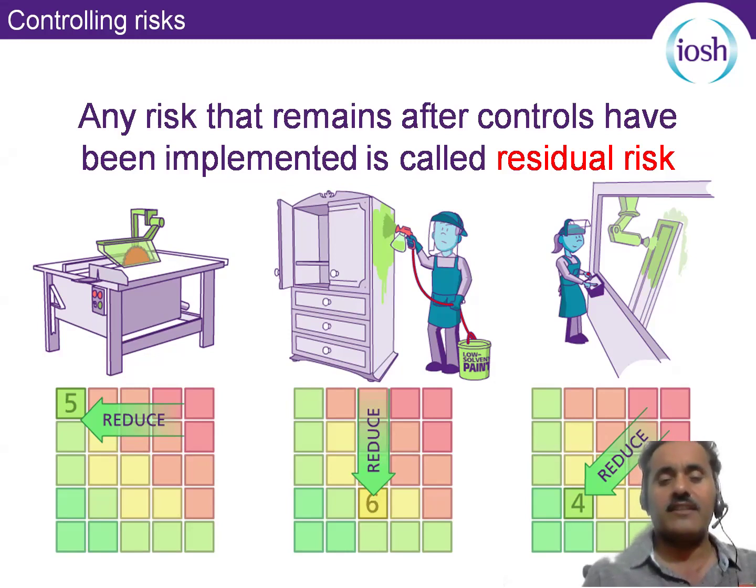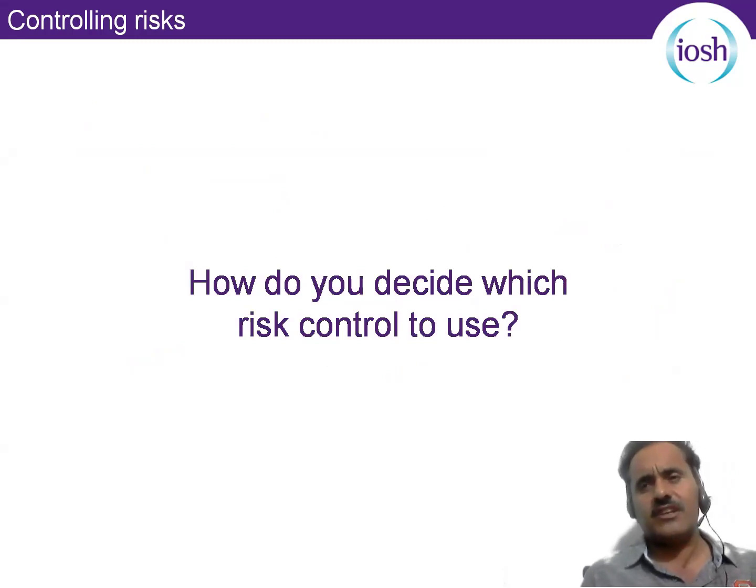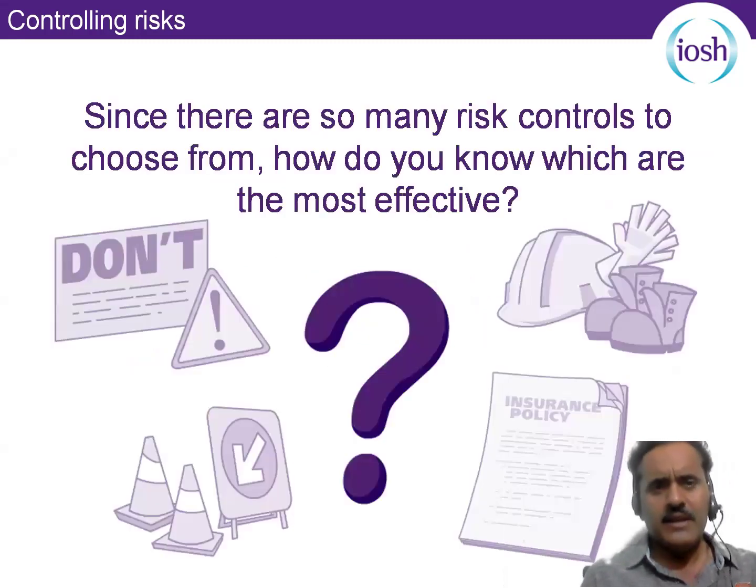So my dear learners, all these risks which have been left after the control has been implemented are called the residual risk. Now the question is, how do you decide which risk control to use? Since there are so many risk controls to choose from, how do you know which are the most effective?